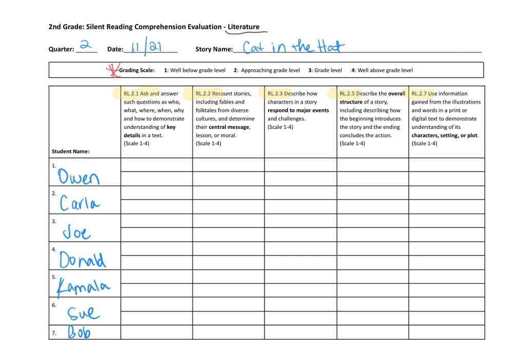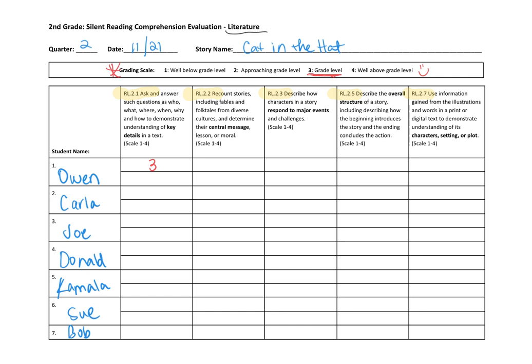I'm going to use the grading scale that's shown at the top to assess the child's answer. So 3 is grade level, and that's what we're shooting for. Okay, 4 is just excellent because that's well above grade level. And then we have approaching and well below. So I'm talking to Owen, and I'm going to ask him a question about the passage that he has read. I'm asking about some key details, and he responds with a pretty wonderful grade level response. And so I'm going to give him a 3 for that.